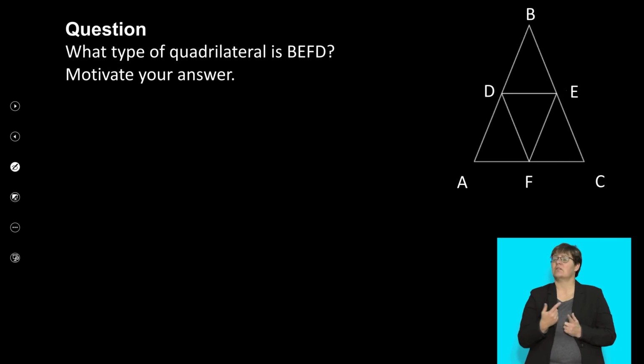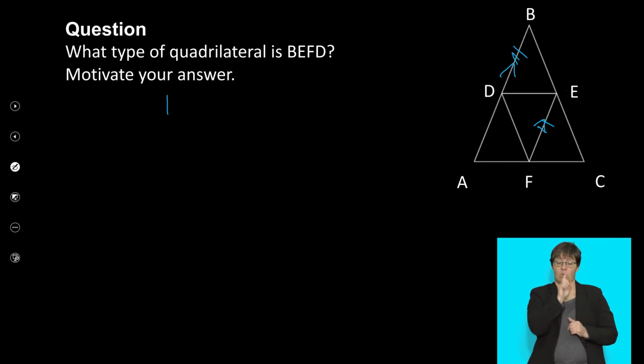And then what type of quadrilateral is BEFD? So BEFD will simply just be a parallelogram, right? And you will need to motivate this. To motivate this, I know for a fact that this line is parallel to that line. That is a given. I know that this line will also be equal to that line. So it means one pair of opposite sides parallel and equal. You see, same thing that I've been using here, right?